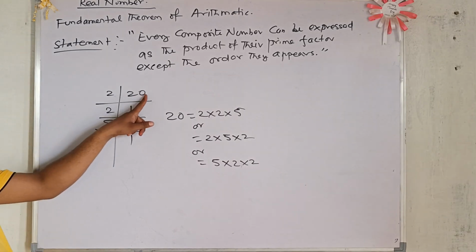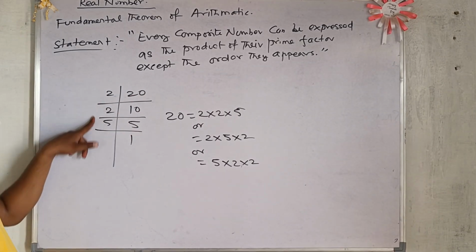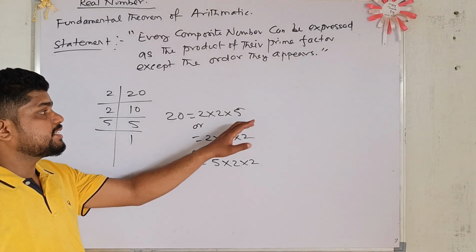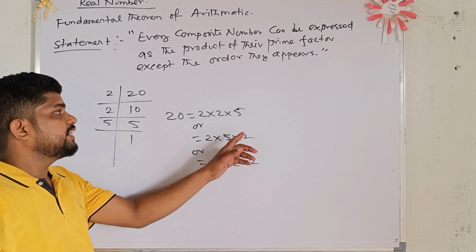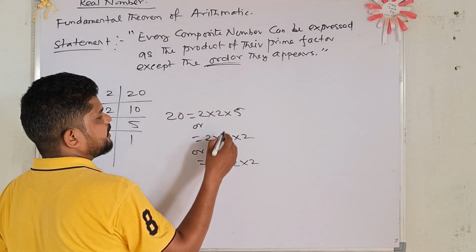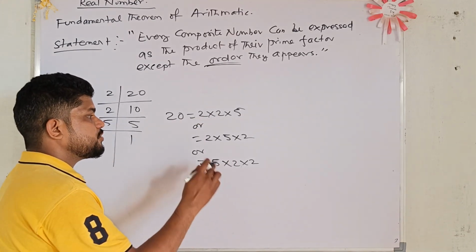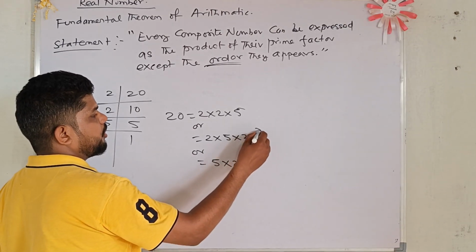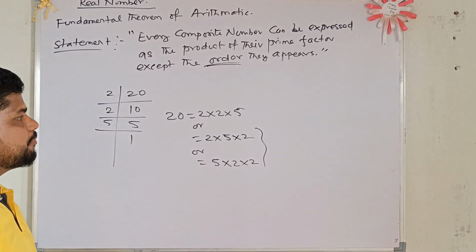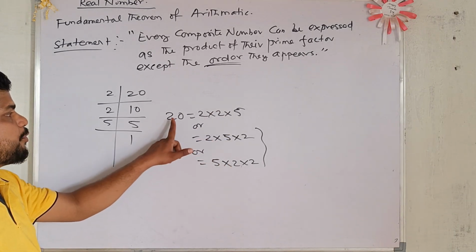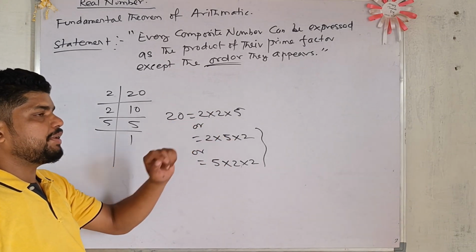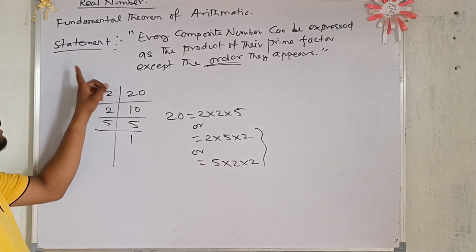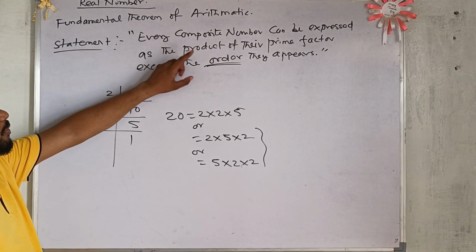So 20 can be written with prime factors 2 into 2 into 5. This is unique, but it can be presented in a different order. Order means 2 into 2 into 5 can be written as 2 into 5 into 2 or 5 into 2 into 2. So the order is different, but we have represented the composite number 20 as a product of prime numbers. This is the statement of the fundamental theorem of arithmetic, and this is the example.